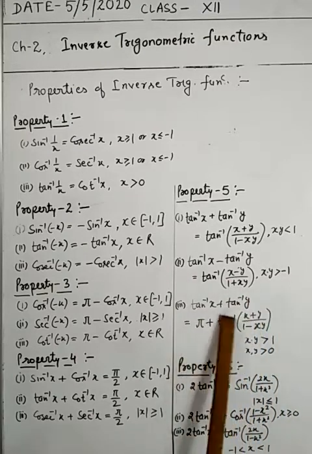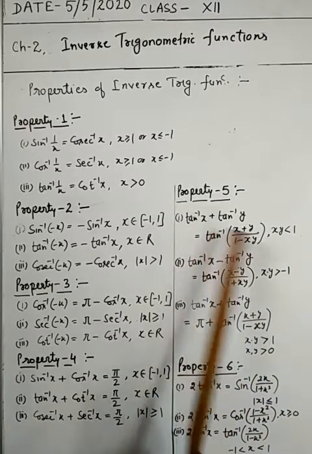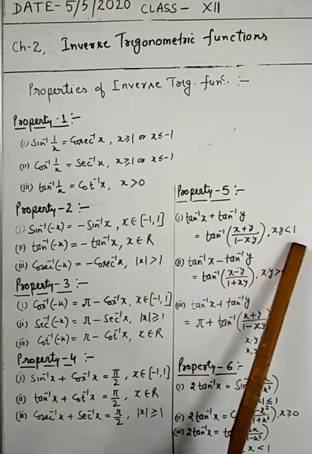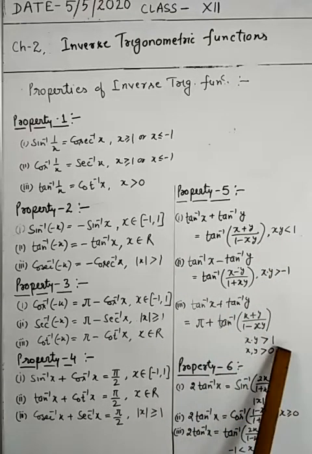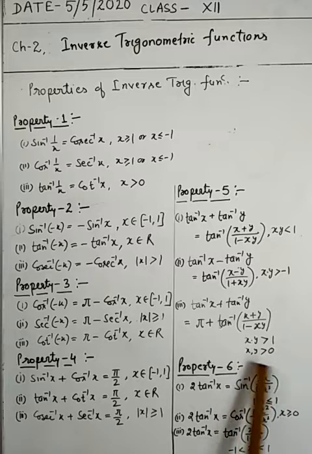This is tan inverse x plus tan inverse y, same, but here the condition is x into y is less than 1. Here x into y greater than 1, and the values of x and y are both positive.